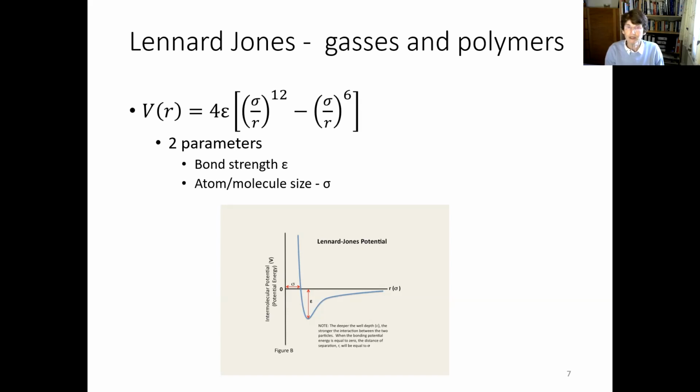So the Lennard-Jones potential has two parameters. One, epsilon, is related to the bond strength, as you can see from the picture at the bottom.